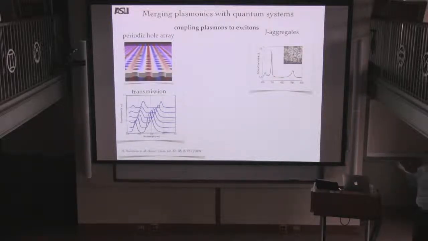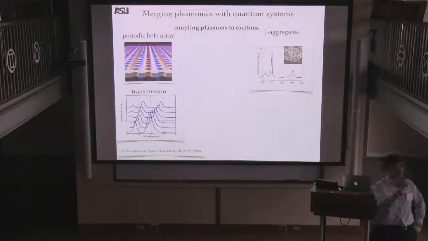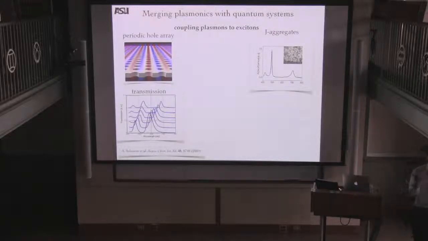Now, depositing a thin layer of J aggregates on top of this structure, you can adjust the chemistry such that the absorption of these J aggregates will be right on top of the surface plasmon polariton, and since these J aggregates support really strong dipole moments in the visible part of the spectrum, you expect there will be strong optical coupling.